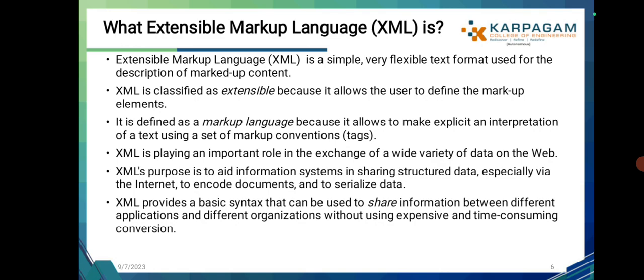What is XML? XML is a simple, very flexible text format used for description of marked-up content. XML is classified as extensible because it allows the user to define the markup elements. It is defined as a markup language because it allows us to make explicit an interpretation of a text using a set of markup conventions. Conventions are nothing but tags. XML plays an important role in the exchange of a wide variety of data on the web.